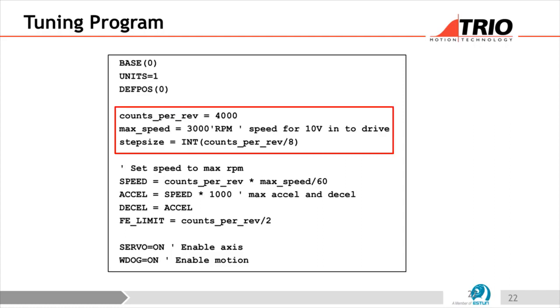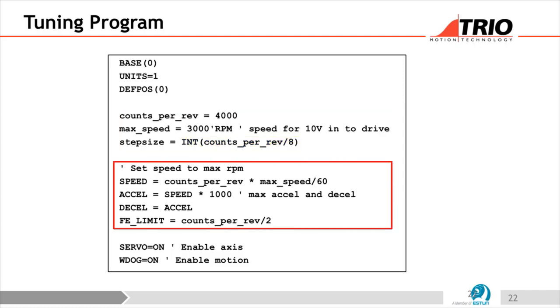So we're declaring how many counts per turn we've got on the motor, what the maximum speed is, and how far we're going to step it. So we're going to step it 45 degrees, which is 1/8 of a turn. And then the rest of the program sets up the speed to be effectively the maximum RPM. The accel and decel is set to 1,000 times the speed, because it's a 1 millisecond servo cycle. So if you set that to 1,000, it will go instantaneously to that speed. There'll be no ramp at all. It doesn't ramp up and down, and that's what we want. We want to basically trigger this thing and get it to react.